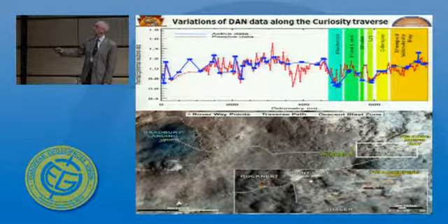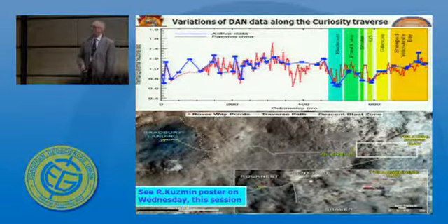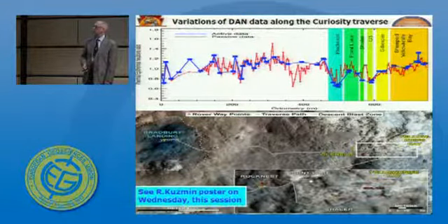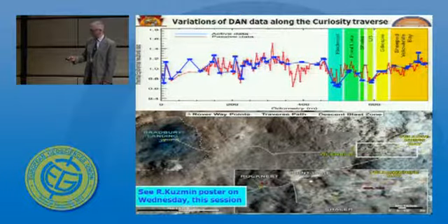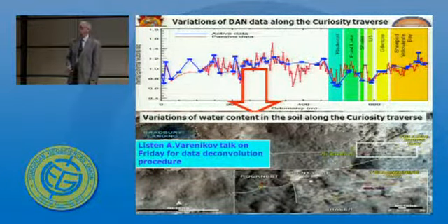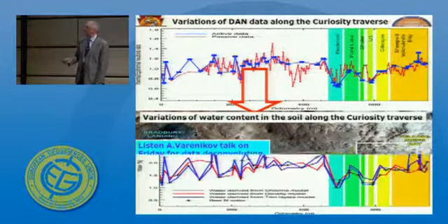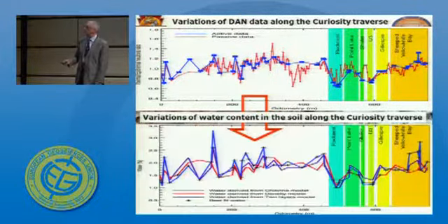So now I will go to the main result. Before I go to the estimation of water, I want to tell you that Ruslan Kuzmin presents a poster this evening which will discuss more the correspondence between our neutron data and the morphology on the surface of the planet. Also, Alexey Varenikov will speak on Friday about the exact process of data deconvolution, how we go from the experimental data for neutrons to the signal associated with the presence of water.